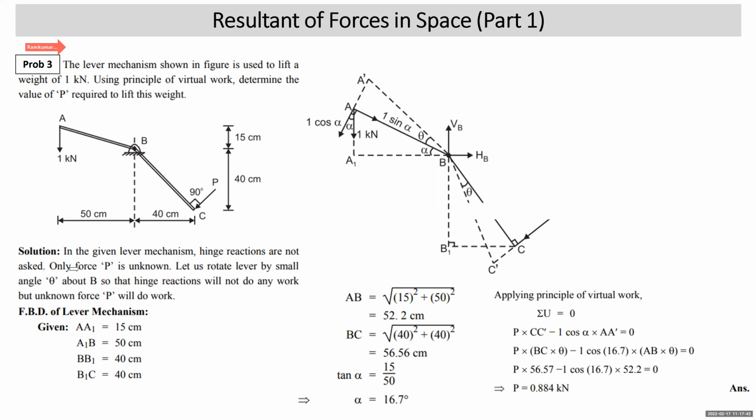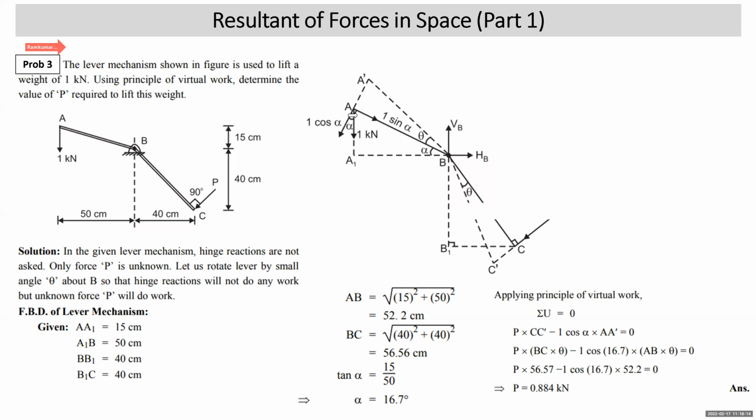Hope you understand. Now, in the given mechanism, hinge reactions are not required. So we should rotate the beam about the hinge only. Since we do not want hinge reaction, you should rotate the beam about B. In that case, only force P and the 1 kilonewton force will do work. So we decide that the lever mechanism is rotated by a small angle theta about B. Then we'll see which forces will do work. Of course, HB and VB, the reaction at the hinge, will not do work.